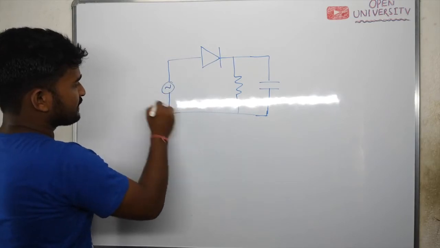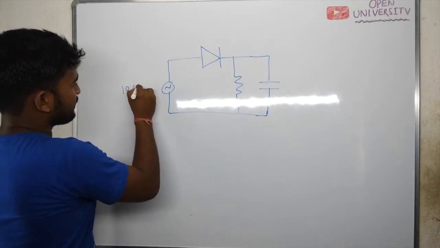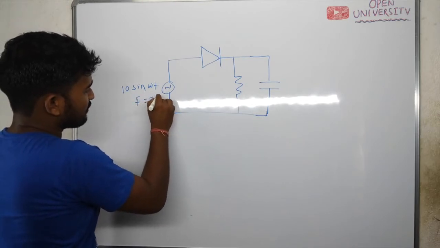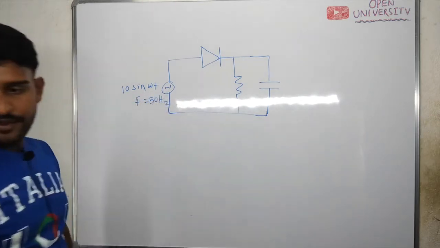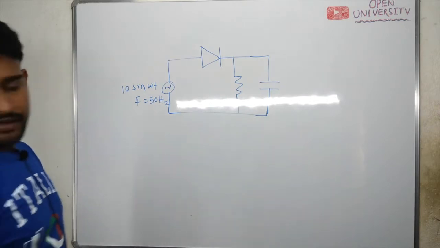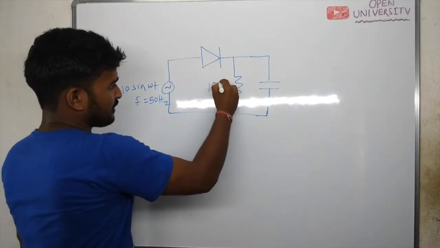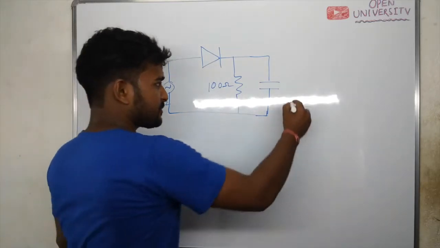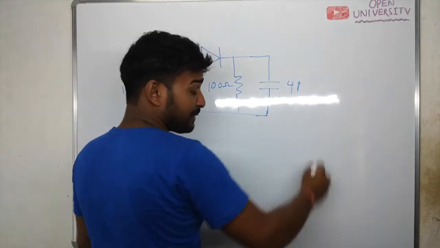Input is an AC signal, which is 10 sin omega t, with frequency 50 Hz. Input signal frequency is 50 Hz. This is a 100 ohm resistance. The resistance value is 100 ohm, and the capacitance value is 4 millifarad.